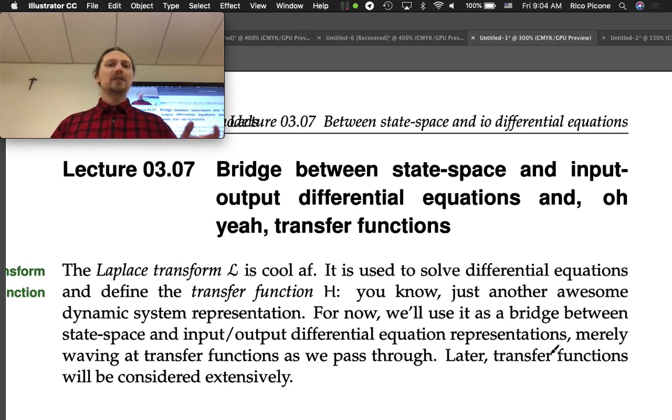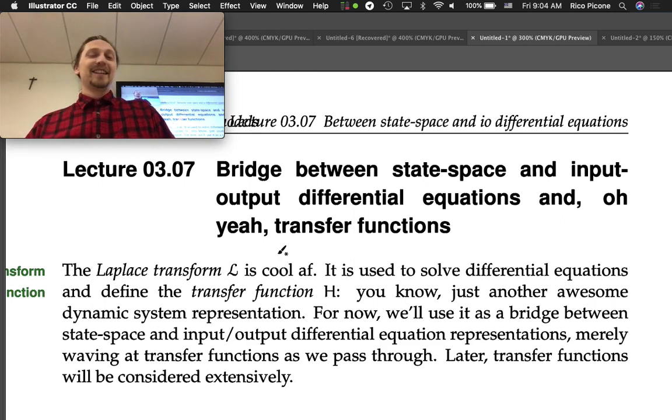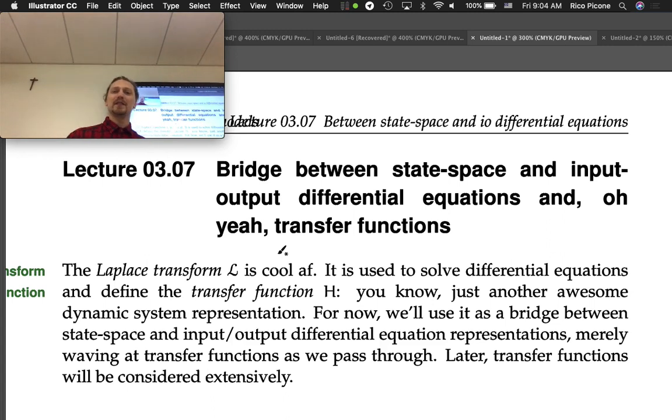The Laplace transform, L, is cool AF. Okay, so you guys remember the Laplace transform. It is used to solve differential equations and define the transfer function H. You know, just another awesome dynamic system representation.